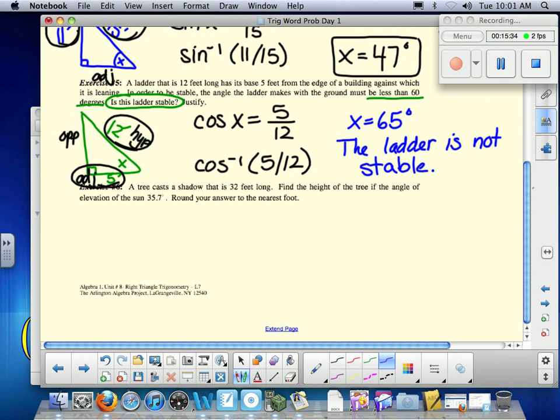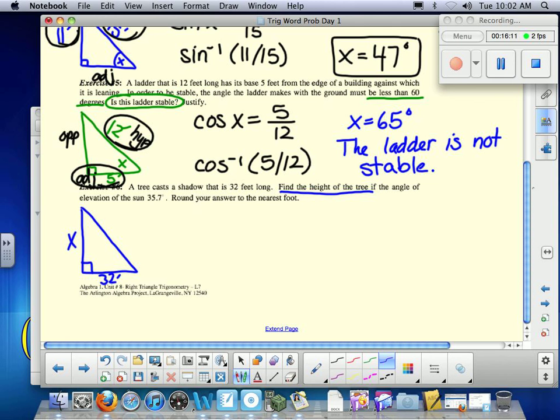All right, let's see how this is going to go. Tree, shadow, beautiful picture. I thought we had to draw a tree. You can use your imagination and see the tree. The shadow is 32 feet long. Shadow goes where? On the bottom. Good. The height of the tree. Find the height of the tree. X's. Thank you. If the angle of elevation, where does the angle of elevation go?